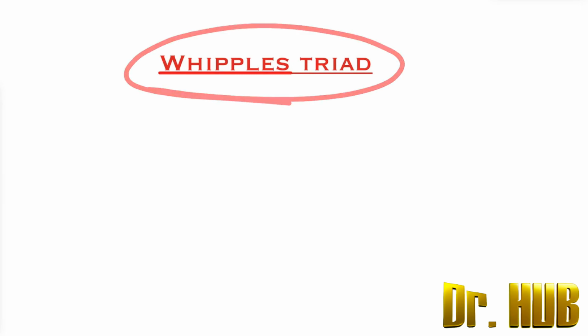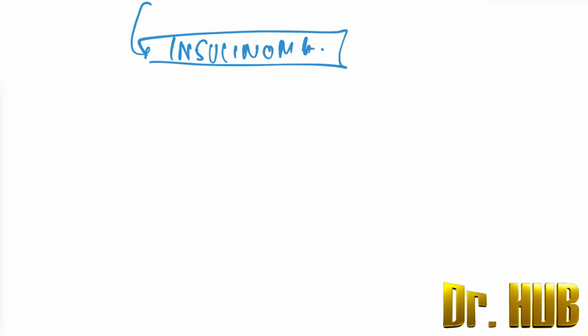Today we are looking at Whipple's triad. So what is Whipple's triad? It is related with the symptoms of the insulinoma. So insulinoma is what it is related with. And let's look at the symptoms.